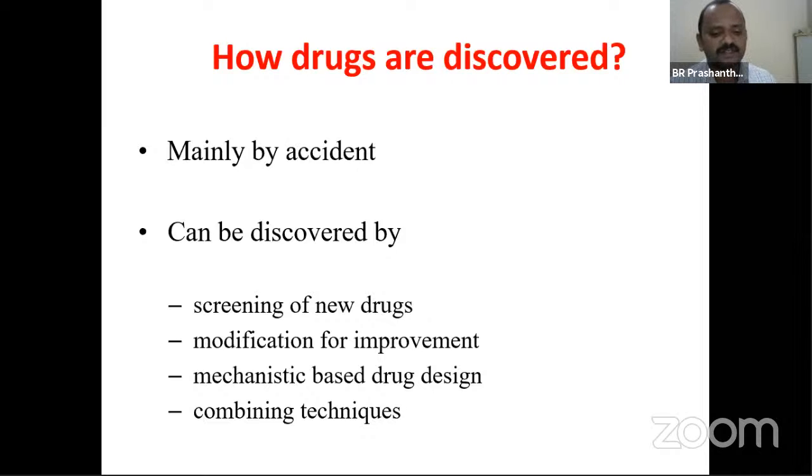But nevertheless, what happens is, most of the academics, what we do is we try to design the molecules, we try to synthesize them, and we try to analyze these compounds for their structures, and then we screen them for their activity. Pharmacological screening we do. That's what we normally do.